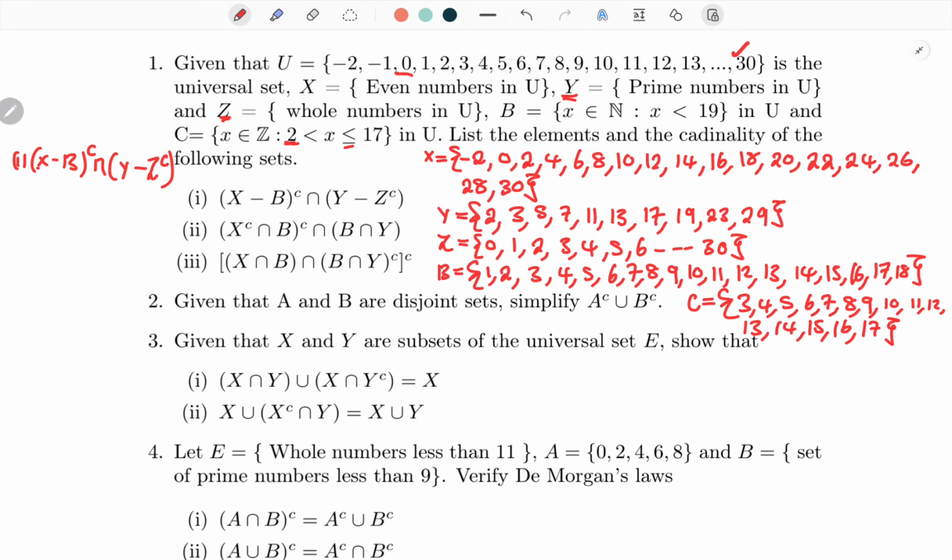You have seen whatever is inside here, right? Inside you have your x minus b. Now what does x minus b mean? X minus b under sets simply means all the members that are in x that are not in b. So you are going to list all the members that are in set x which are not in b.